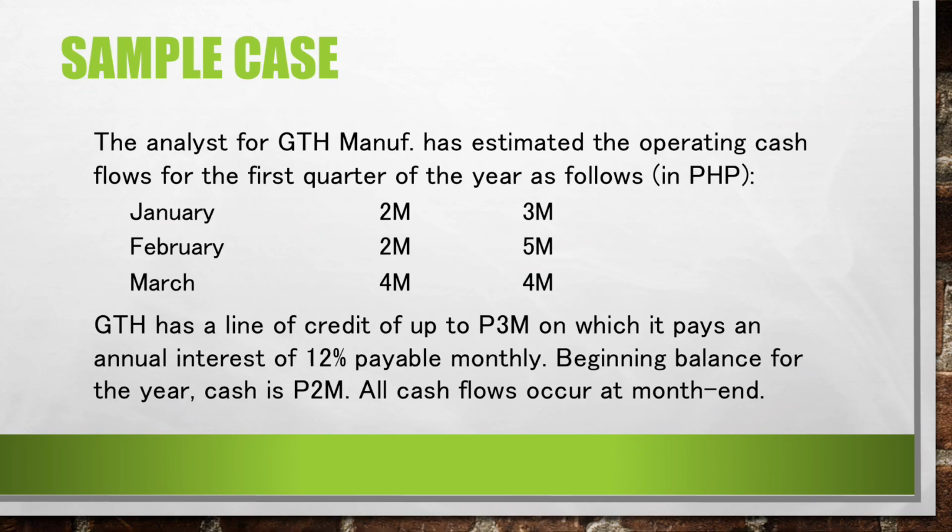GTH has a line of credit of up to 3 million pesos on which it pays an annual interest of 12% payable monthly. Beginning balance for the year, cash, 2 million pesos. All cash flows occur at month end. So how does a line of credit work? The company need not borrow any funds if there is no need for such. Thus, the timing can be controlled by the company.